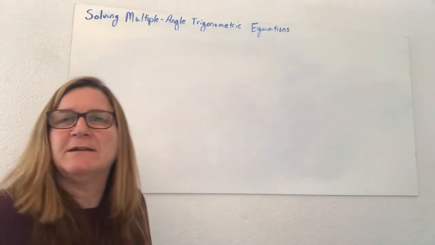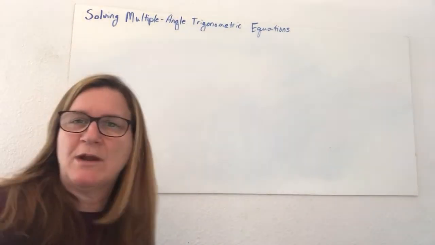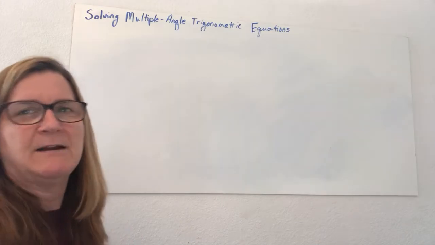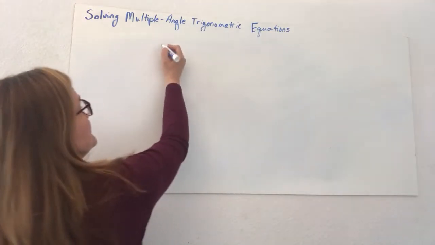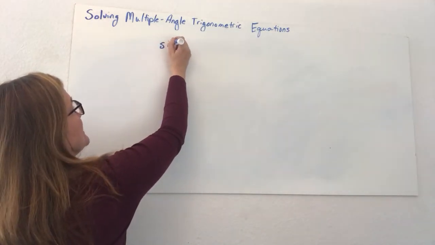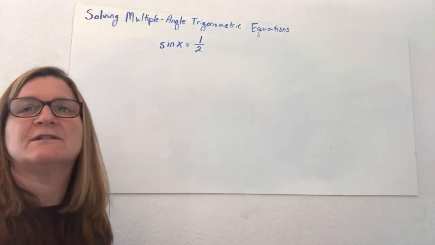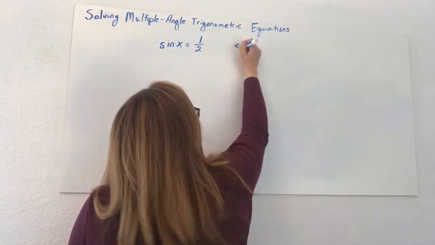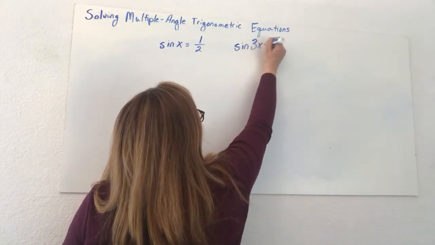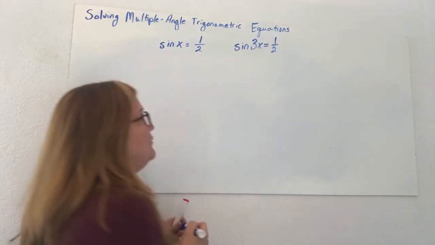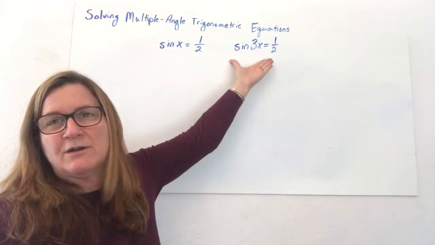We're going to be solving multiple angle trigonometric equations. So that means instead of solving an equation that looks like this, sine of x equals 1/2, we'll now be looking at equations that look like this. Sine of 3x equals 1/2. And how do we find the solutions for this equation?